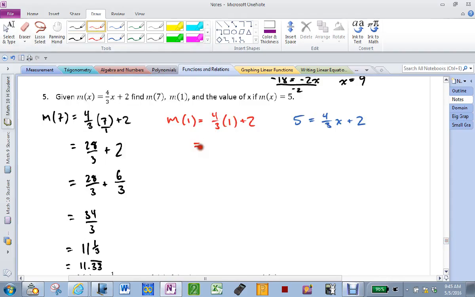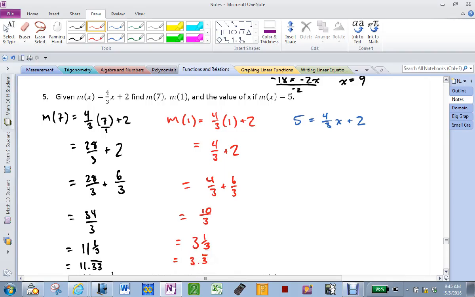What about this one? 4/3 plus 2. 4/3 plus how many thirds? How many thirds? 6/3, which gets me 10/3. Is that an acceptable answer? Yep. But it's also 3 and 1/3, and it's also 3.3 repeating.